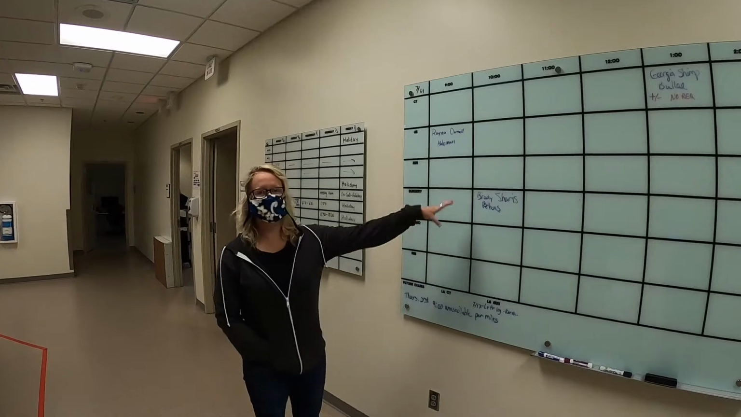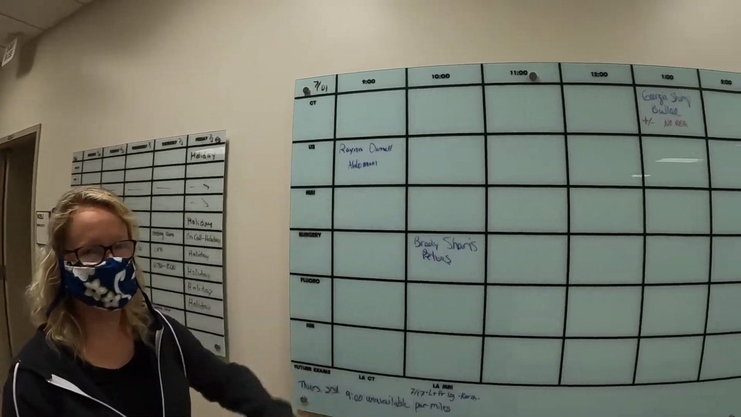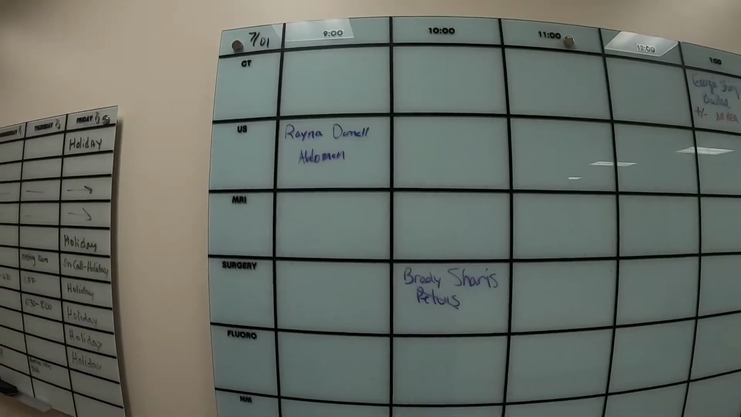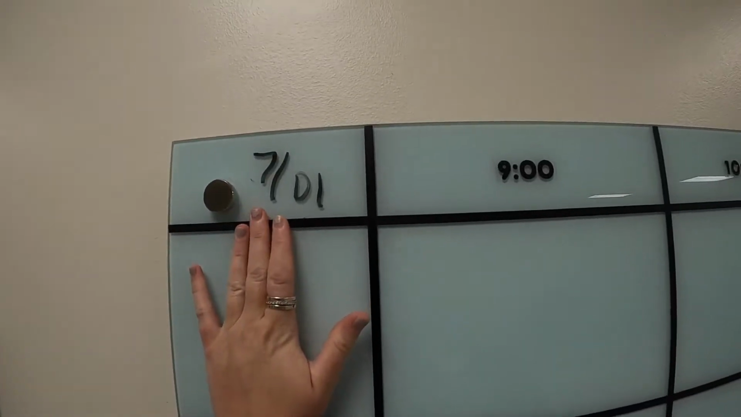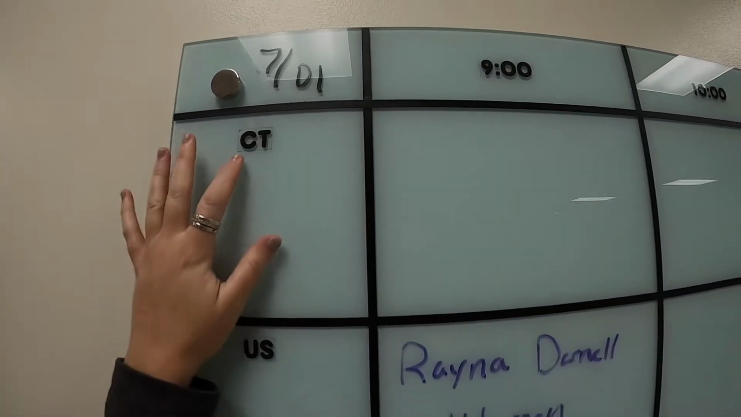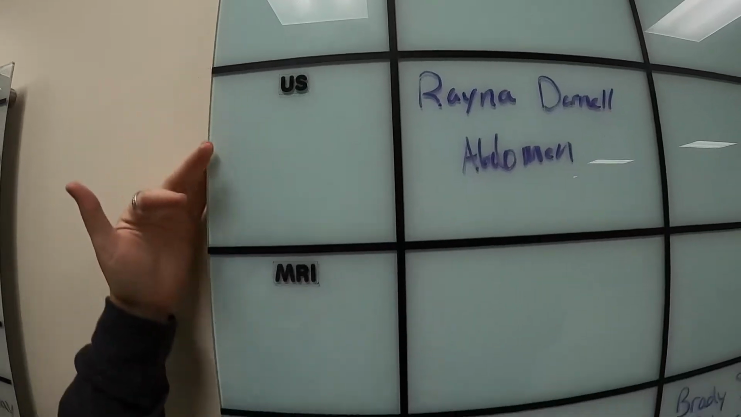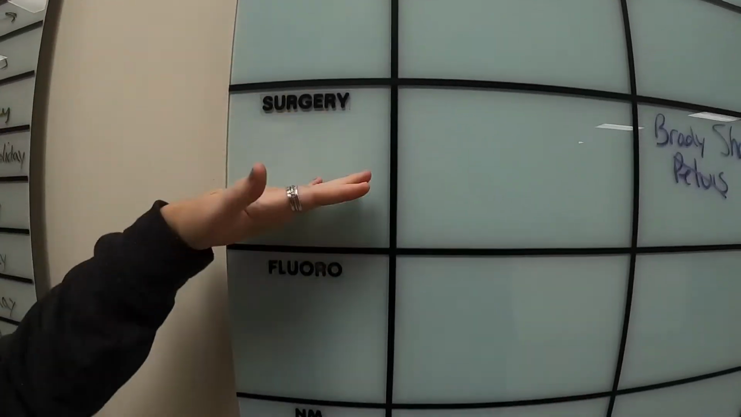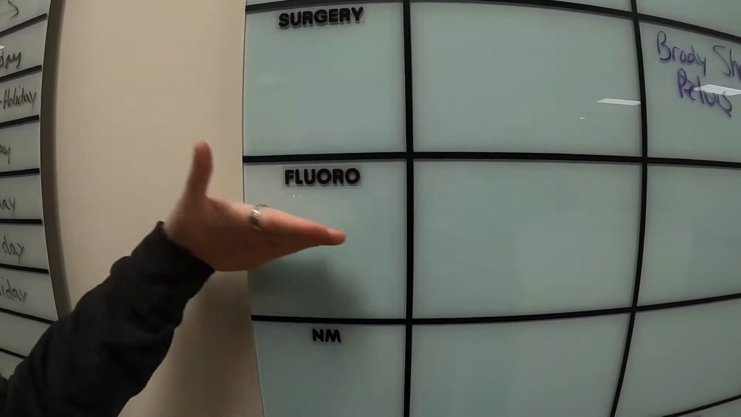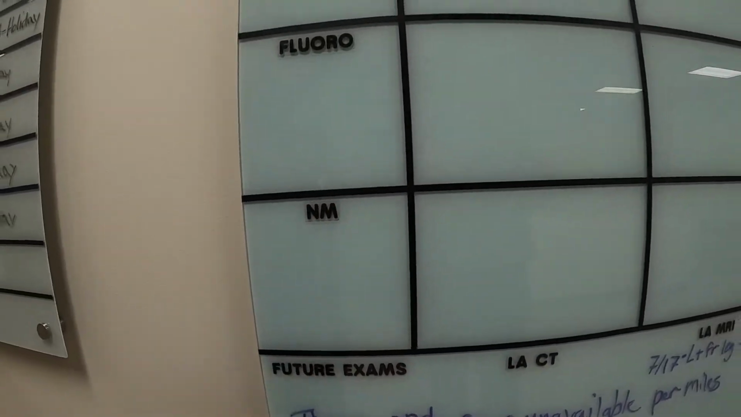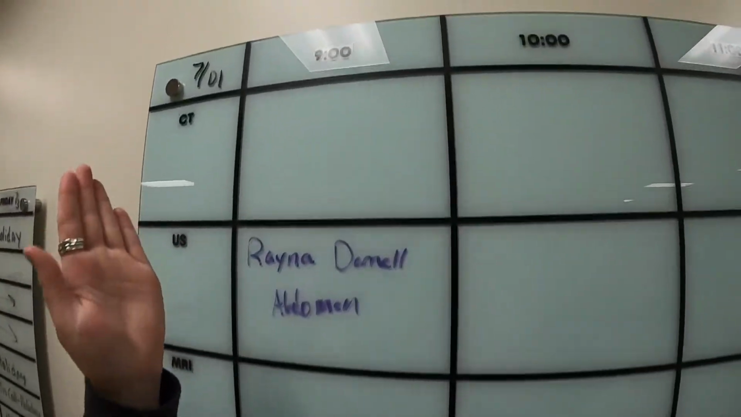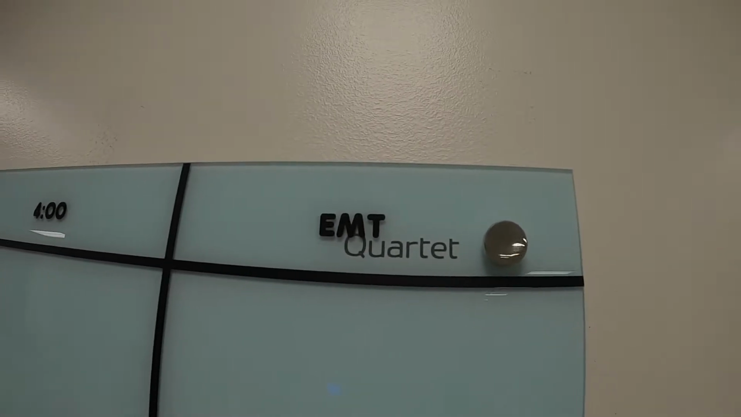Okay, this is our daily schedule, which you can find out here by our desks. This just tells what the date is for the day. And then here is our modality. So you have CT, ultrasound, MRI, if we have any pre or post-ops, fluoro, and then nuke med. And then these are the time slots for the day that go across the top. And that will tell you generally around what time the procedure will be coming.